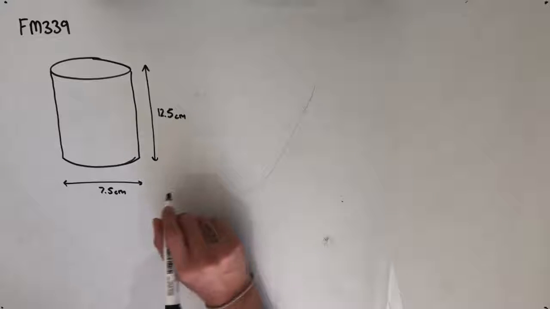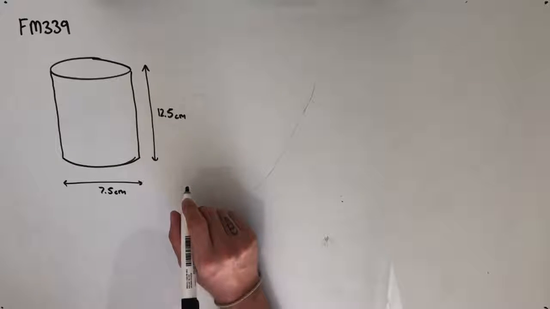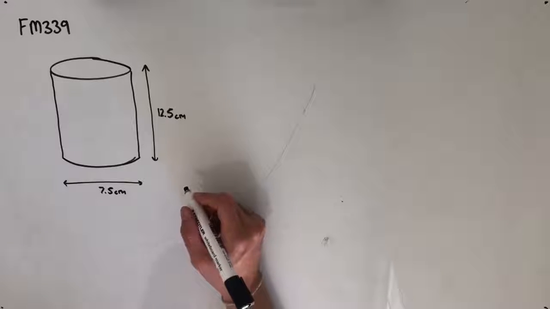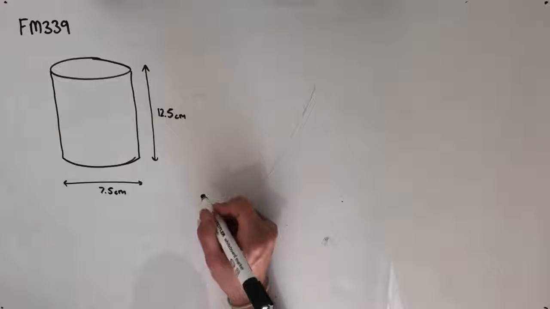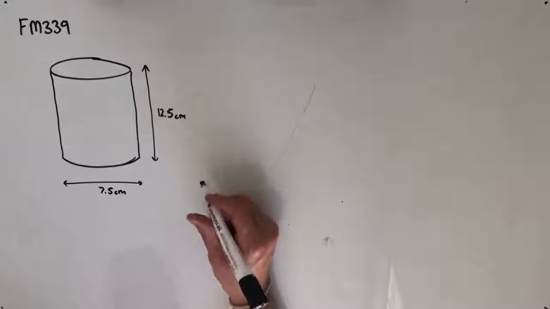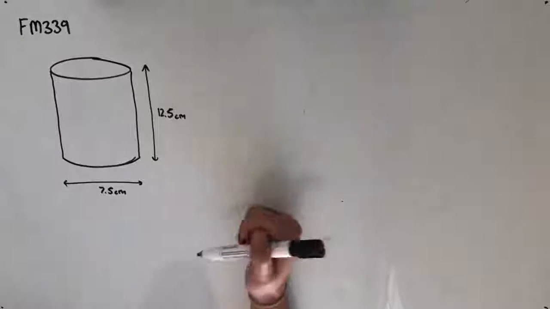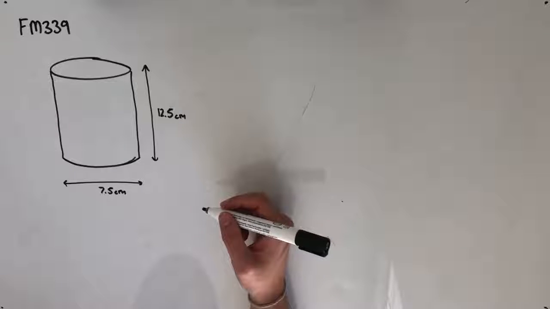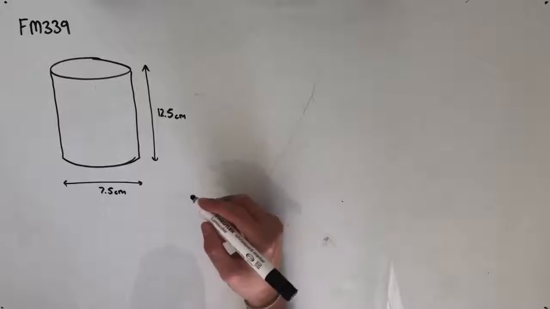This question reads, Chris is going to use a soft drink can to hold his pens. He will remove the top of the can so that his pens can stick out. The dimensions of the can are shown in the figure below. The can has a diameter of 7.5 centimeters and a height of 12.5 centimeters.